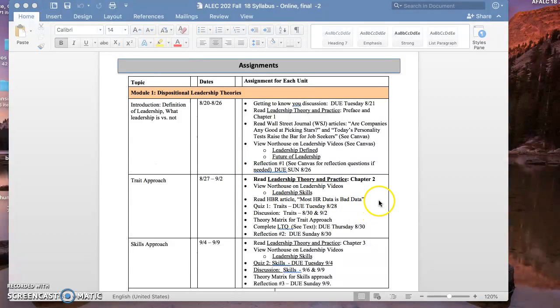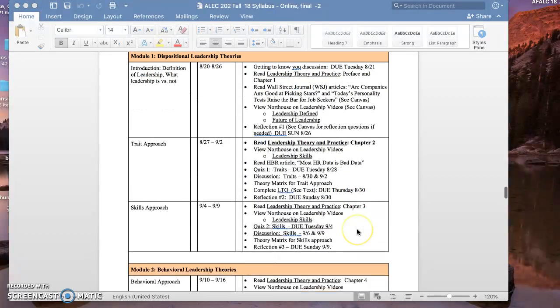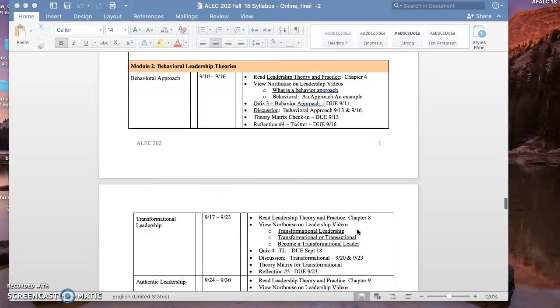And for that unit, there are articles to read, and then a quiz, which is due by Tuesday. So there's book reading, articles, and some videos, and then a quiz by Tuesday. Discussions and activities on Thursday and Sunday, and then a reflection due on Sunday on that unit. So the key days each week are Tuesday, Thursday, and Sunday. And then we have a leadership theory we cover each week.